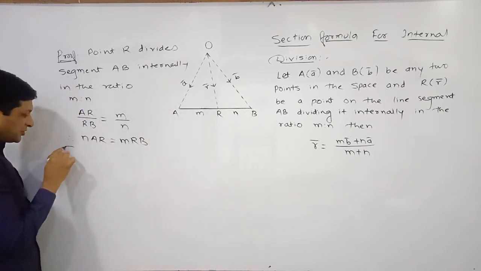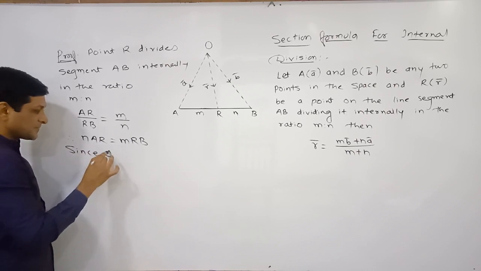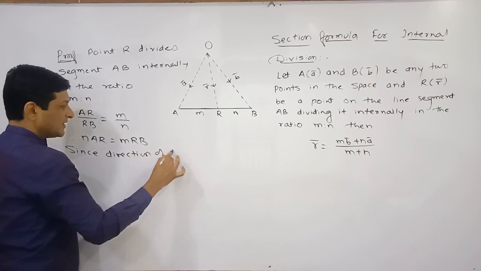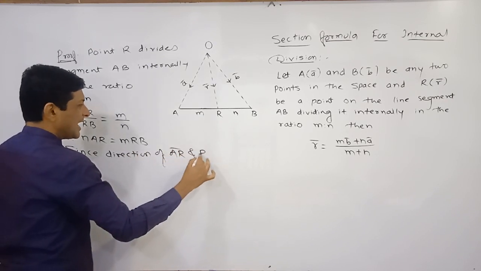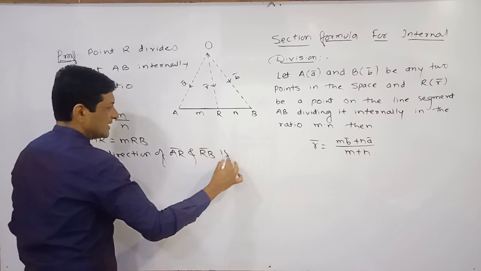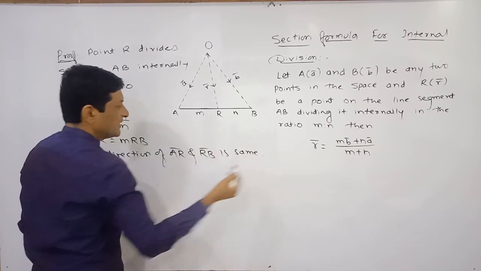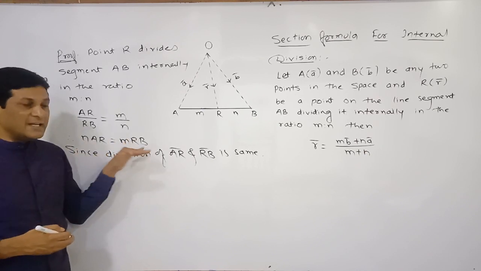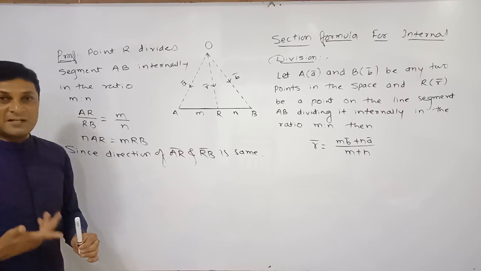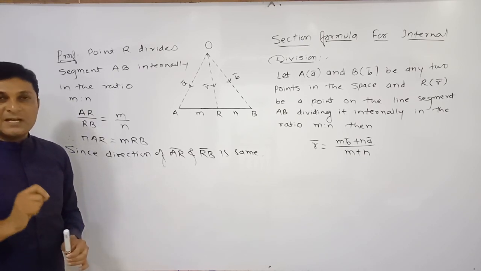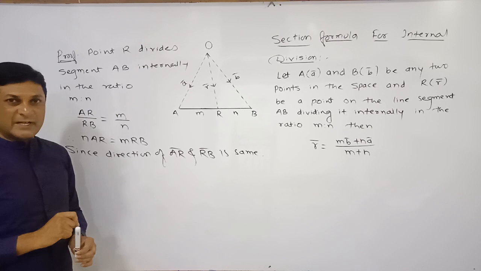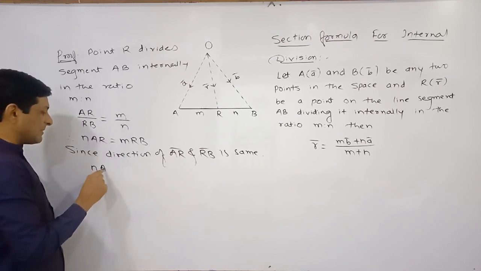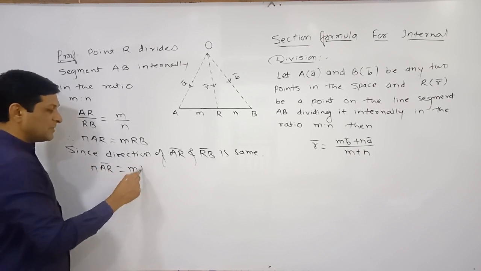So since the directions of AR bar and RB bar are the same, let us see what result we will get. Already the magnitudes are equal and the directions are also the same. That's why we can say that if magnitudes are equal and directions are the same, then our definition of equality of two vectors says that these two vectors are equal. Means n AR bar will be equal to m RB bar.